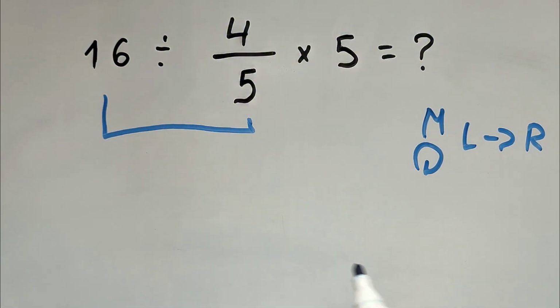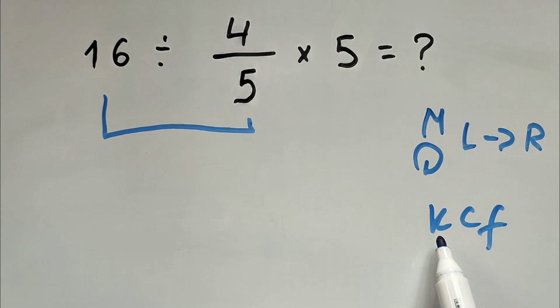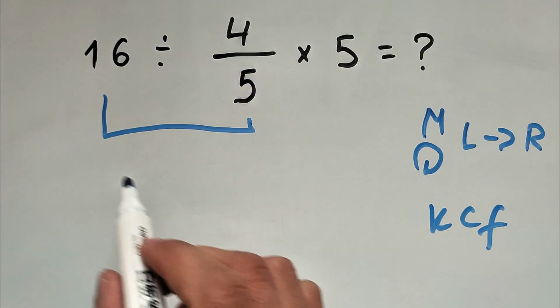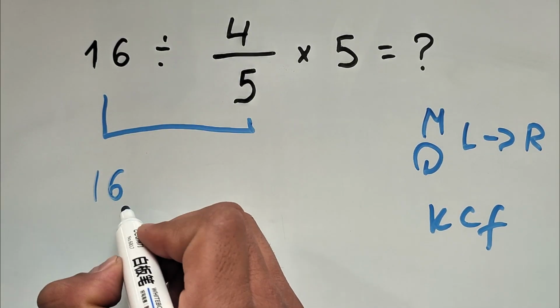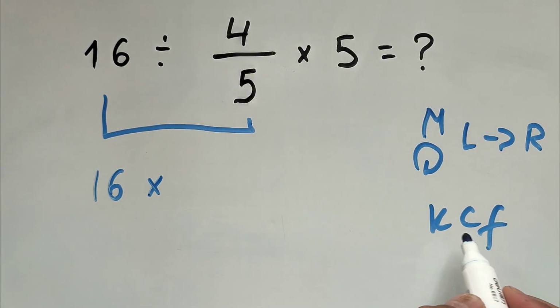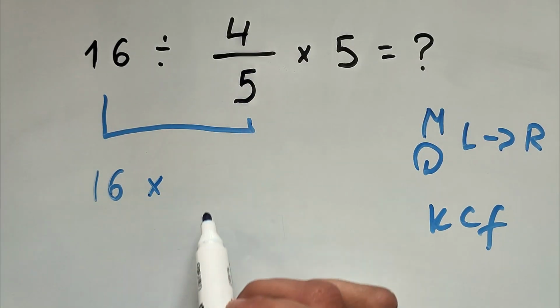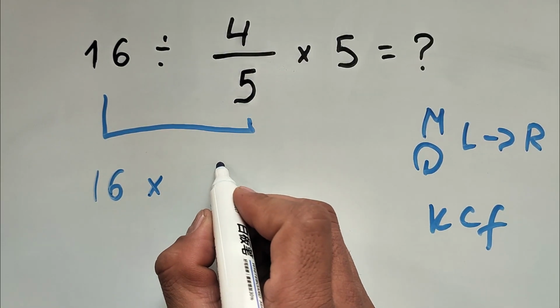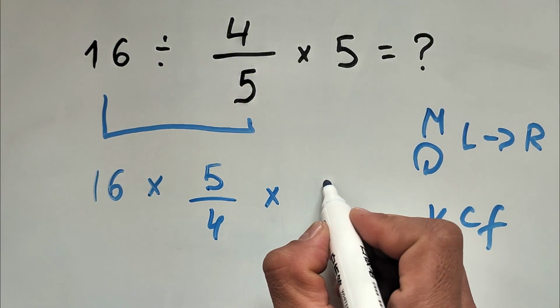And here we have to use the KCF rule. K stands for keep, C stands for change, F stands for flip. Here, according to this rule, first we have to keep the first number 16 and we have to change division to multiplication, and we have to flip 4 over 5, and when we flip it, it equals 5 over 4 and multiplied by 5.